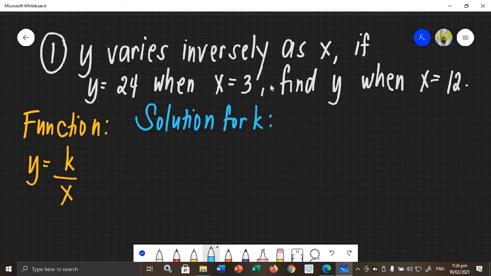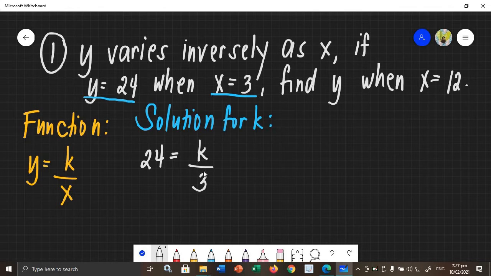Kasi wala naman na-mention na value ng k dito para ma-solve natin yung y. So, we need first to look for the value of k for us to solve the value of y. So, para mahanap natin yung value ng k, we will be using the first given for x and y, which is this one. So, 24 and 3. And then, using the function that we derive from the variation statement, substitute lang natin yung values ni x and y dun sa function. So, we have 24 is equal to k over 3.